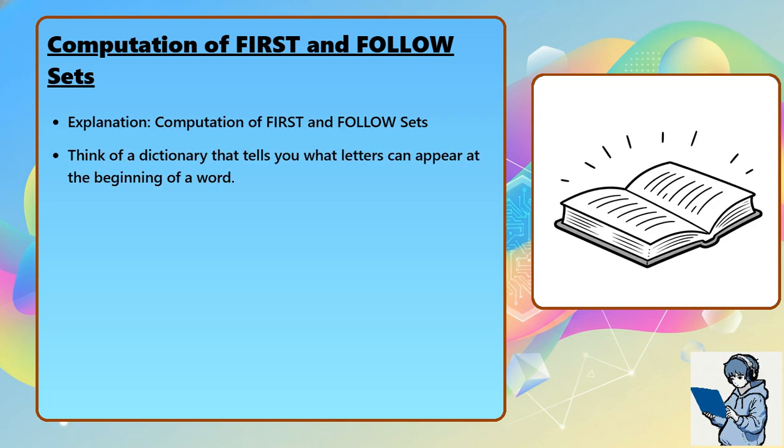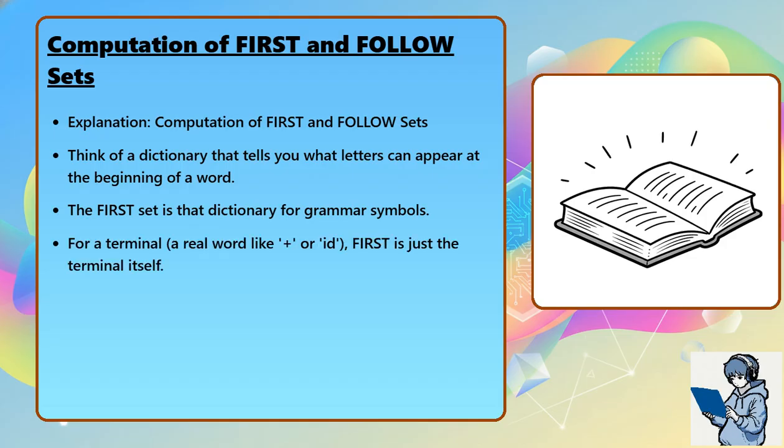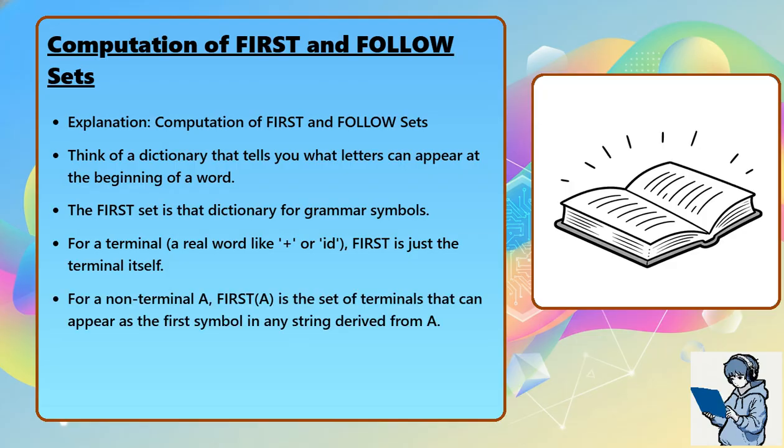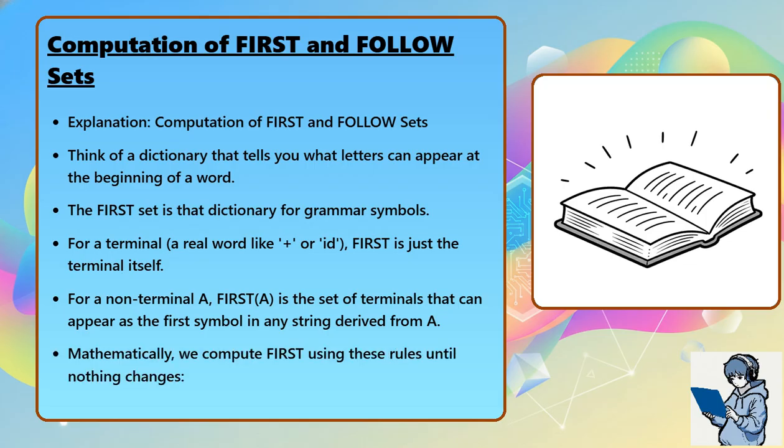Think of a dictionary that tells you what letters can appear at the beginning of a word. The first set is that dictionary for grammar symbols. For a terminal, a real word like plus or id, first is just the terminal itself. For a non-terminal A, first of A is the set of terminals that can appear as the first symbol in any string derived from A. Mathematically, we compute first using these rules until nothing changes.